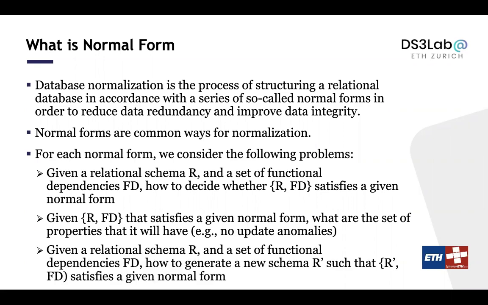So, given a relational schema and a set of functional dependencies, how do we generate a new schema such that it is in a certain normal form? For each normal form, we talk about these 3 different questions.